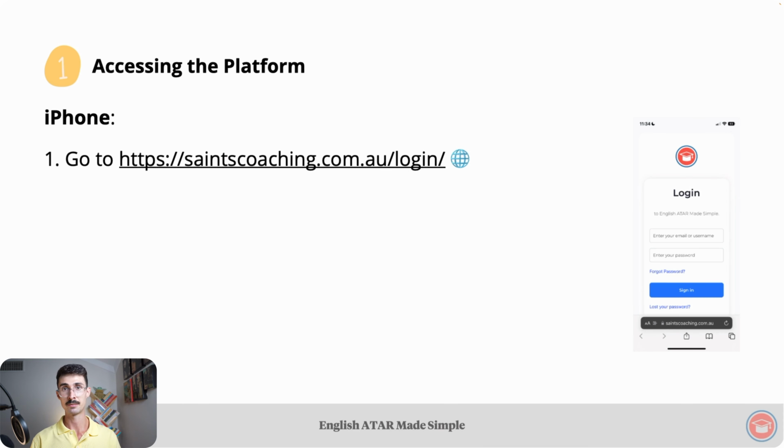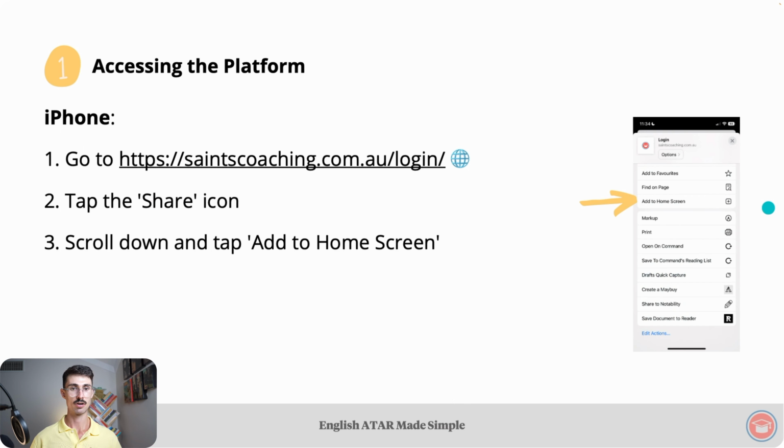Go to the same link that you would go to log in on your computer, then tap the share icon at the bottom of the screen, just this one here. Then scroll down and tap add to home screen. As we can see here, this little plus button.